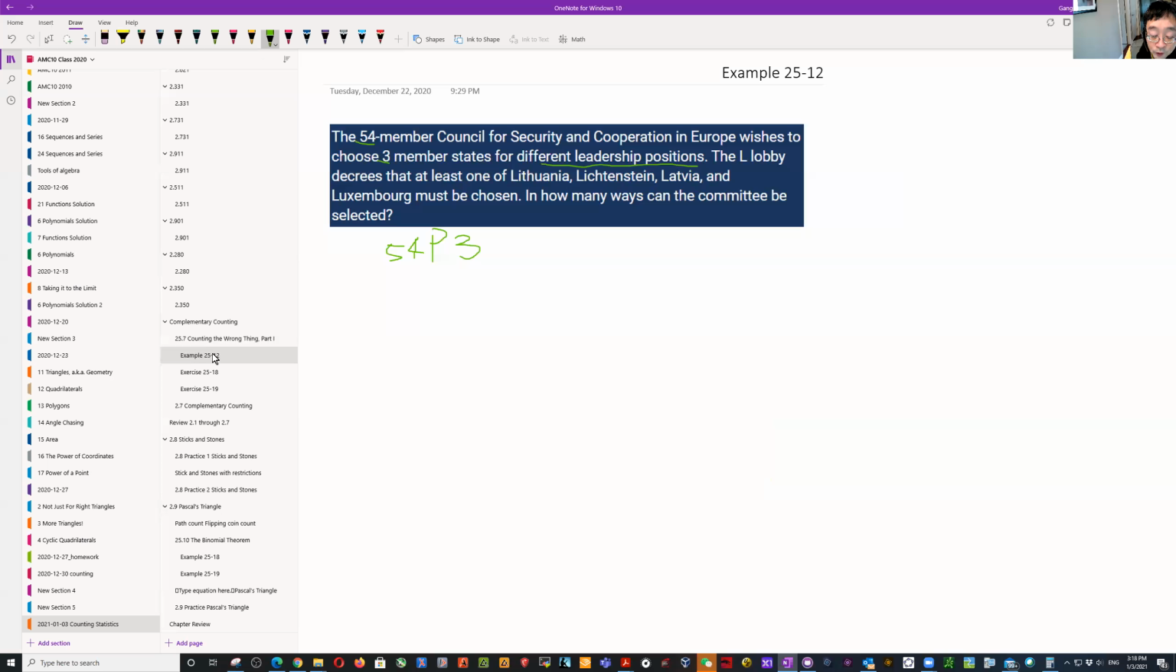And so at least one of them chosen could be this one chosen, that one chosen, or 2 of them chosen, or 3 of them chosen. There are so many cases. It's just very hard to do. So the way to do this problem is to count the cases where none of those countries are chosen. We have 4 European countries, and we subtract the 4 from the 54. So it's 50 permute 3.